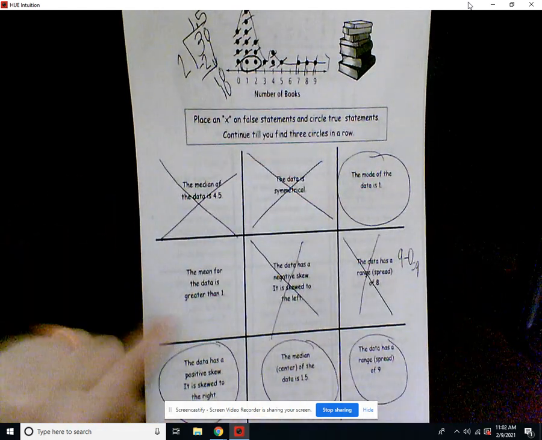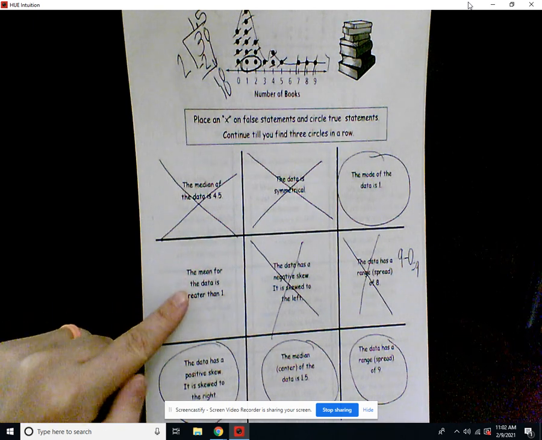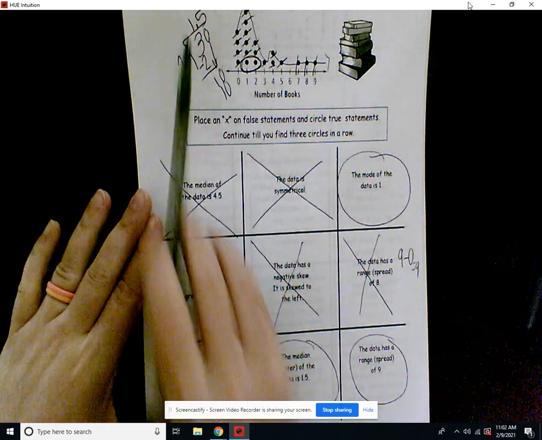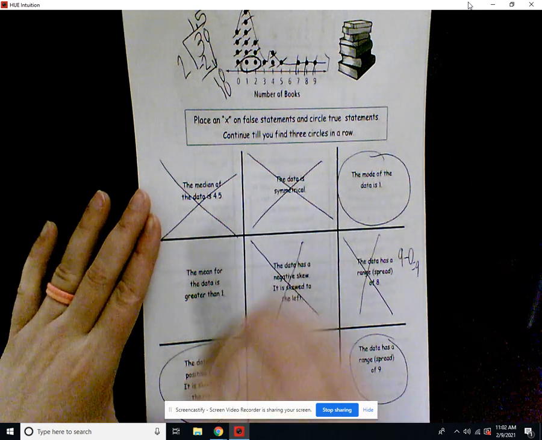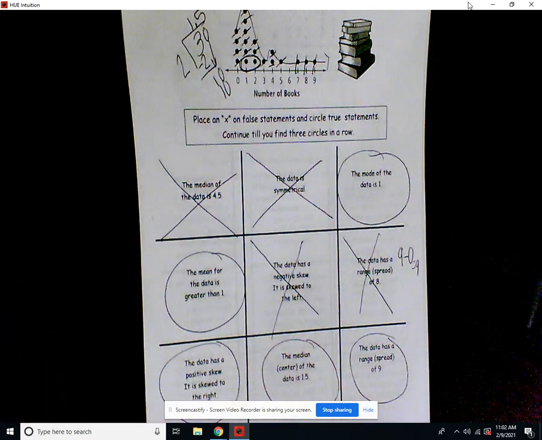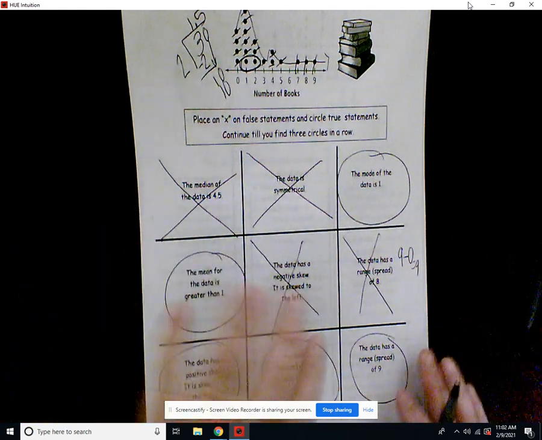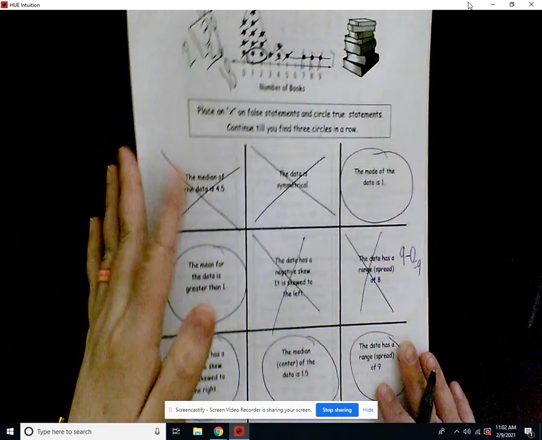So that means that this one's wrong. But we are going to answer this one. So is the mean for the data greater than 1? Well, if our median is 1.5, the mean is the average. And is 1.5 greater than 1? Yes, it is. Okay, so I want you to make sure you go through and we're going to mark out all of them to verify. All right, so the next one.